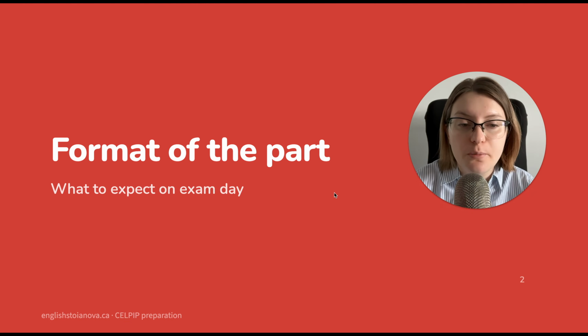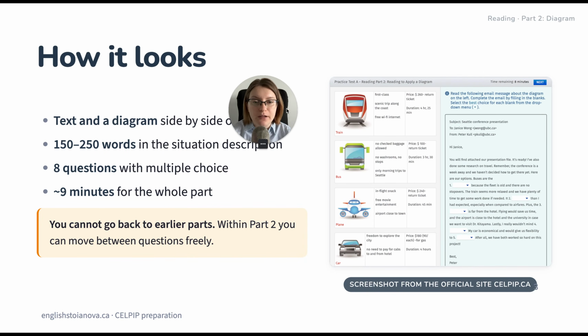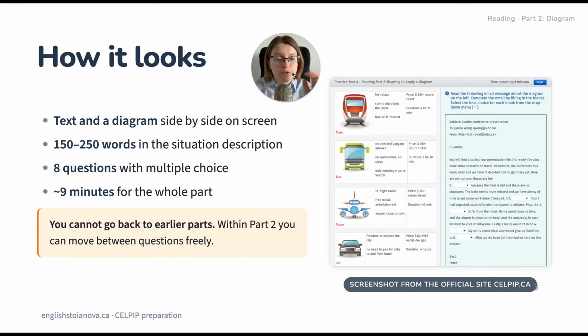First of all, the format, what to expect on the exam day. It looks like this, and I will make my image smaller for you guys to see. This is a screenshot from the official website, celpip.ca. You can see that we have an email, just the same kind of email you have seen in the first part. But in this part, we also have something like this. It could be a brochure, it could be a flyer, so any kind of visual information. That's why it's called apply a diagram. But technically, it's never just a classic diagram. It's some kind of visual text.